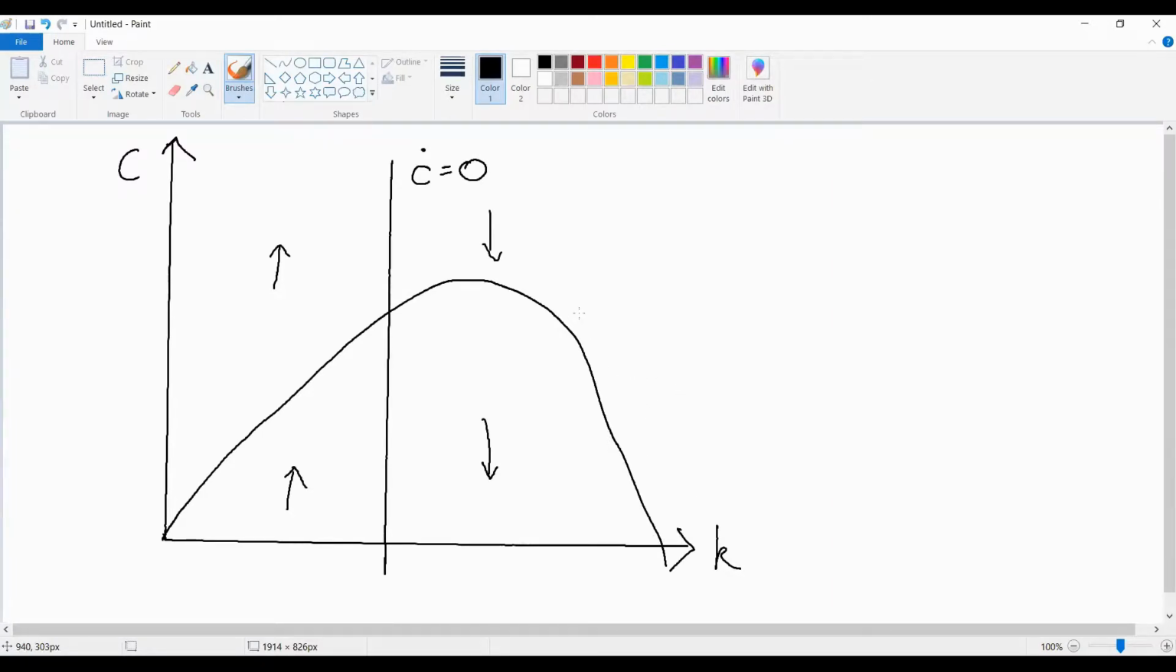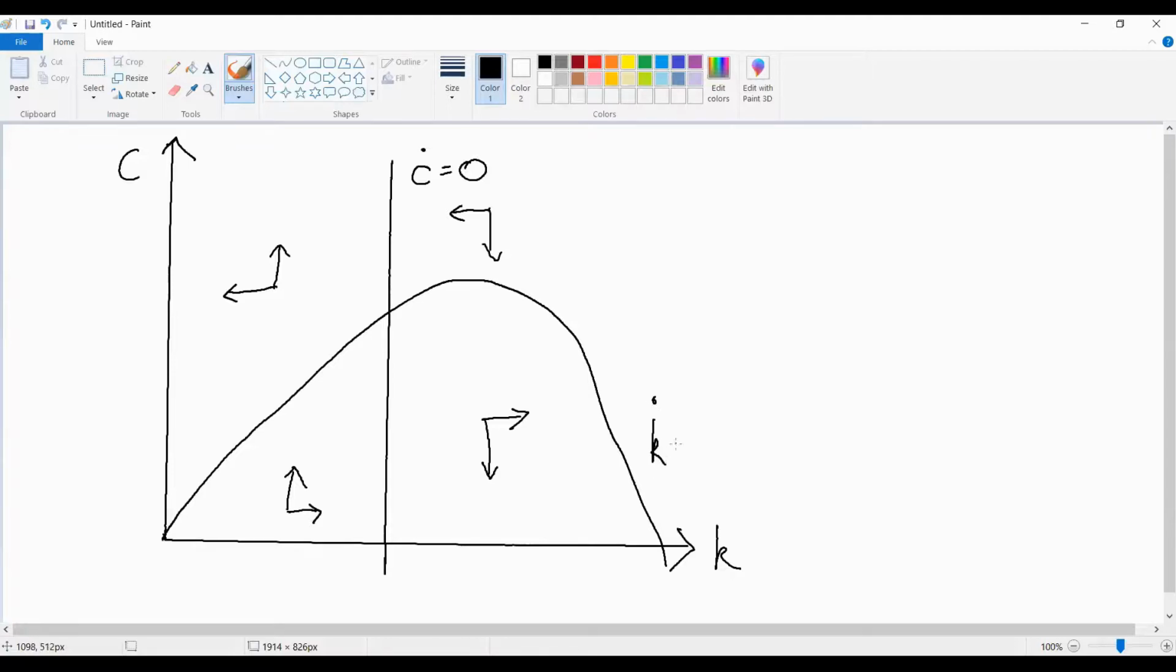If C is higher than this equation, then as discussed, K must decrease. If C is lower, then K will increase. And that tells us quite a lot about the dynamics of this environment.